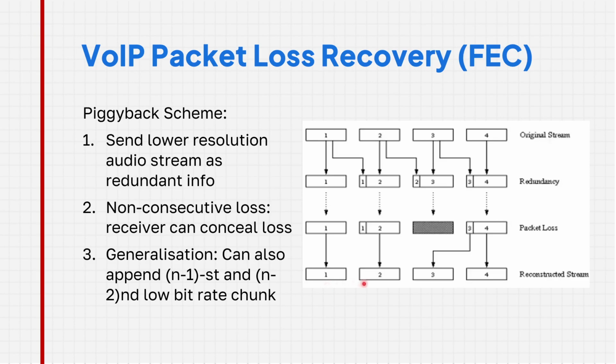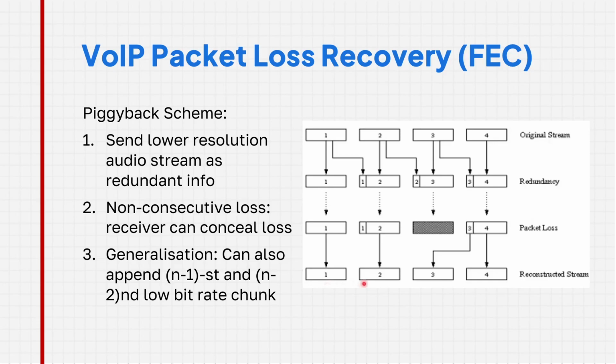Okay, whatever method I used to place it here might not matter for now. But basically I can reconstruct this chunk from this lower quality chunk, the one that I actually appended. So this is a piggyback scheme. And the best part here is, of course, if it's not consecutive loss, then it can cover for each other. Unlike this one, if n chunks, this only works for 1 chunk loss.